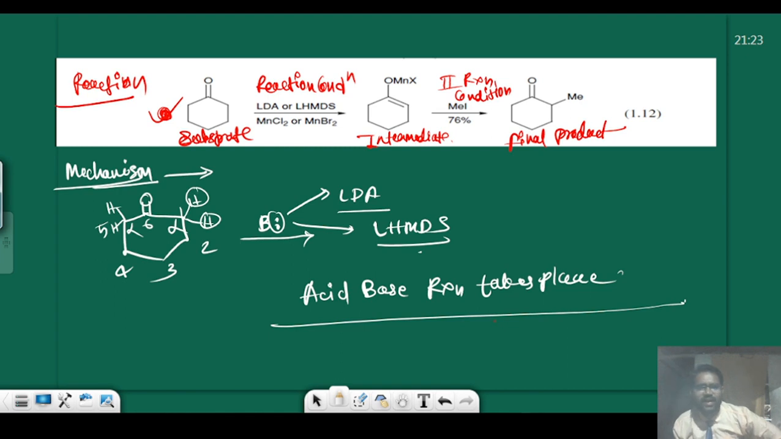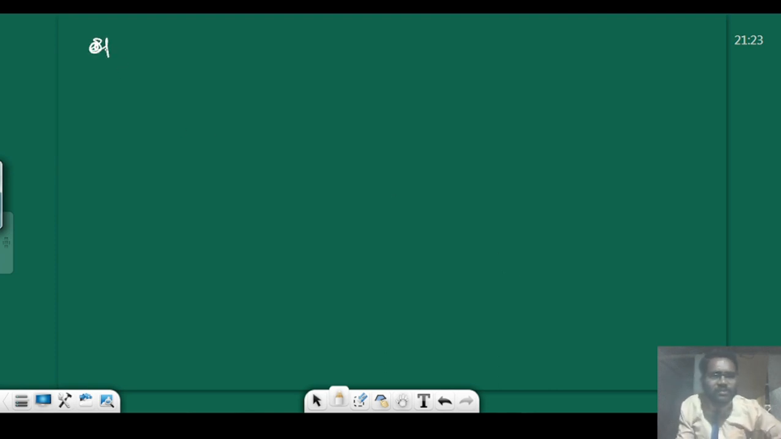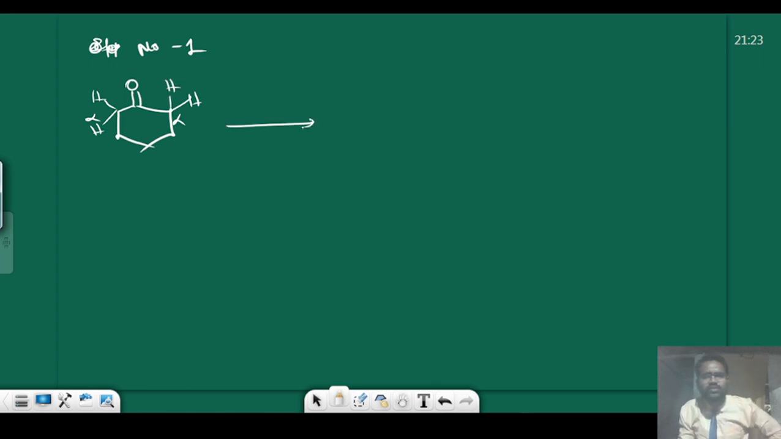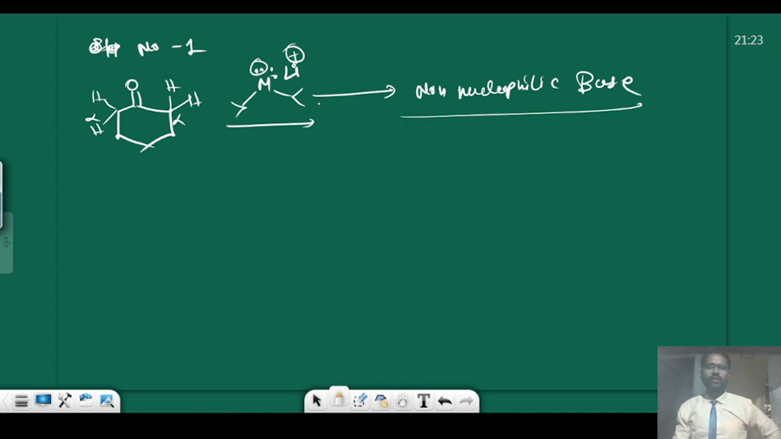This is the cyclohexanone molecule. Let us discuss step number 1. This is the alpha hydrogen. This is also an alpha carbon and contains alpha hydrogens. In the presence of LDA, lithium diisopropylamide, which is a non-nucleophilic base, it does not act as a nucleophile at all. It acts as a base, and it will generate the enolate.